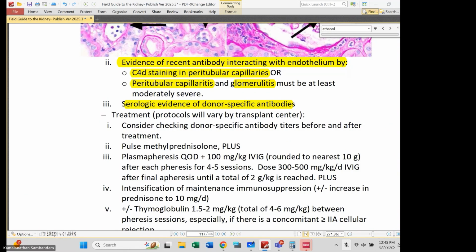You can ask yourself, well, why is that? Why does that not correlate with organ dysfunction? And you'll go down a rabbit hole. Let's just take it at face value, okay?